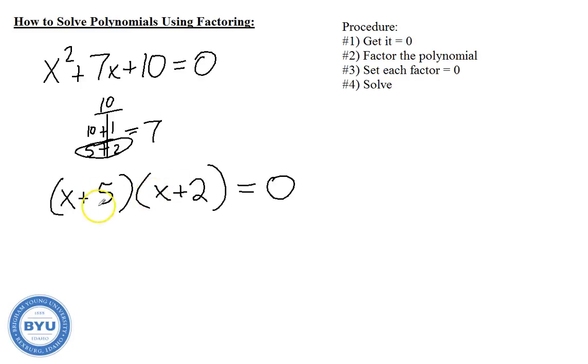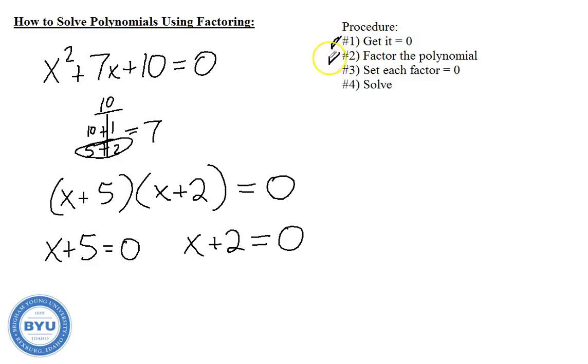Excellent. So now I've got it factored. Now I'm going to set each factor equal to 0. So x plus 5 equals 0, and x plus 2 equals 0. That's step number 3. And step number 4 is to solve each one.